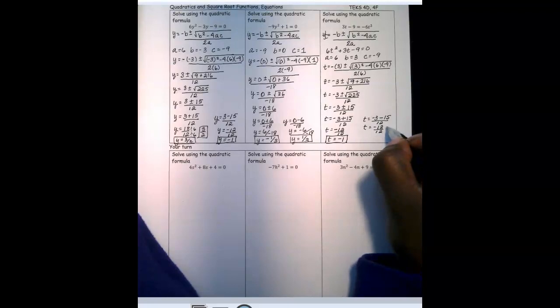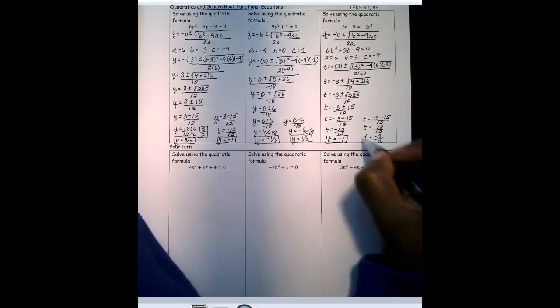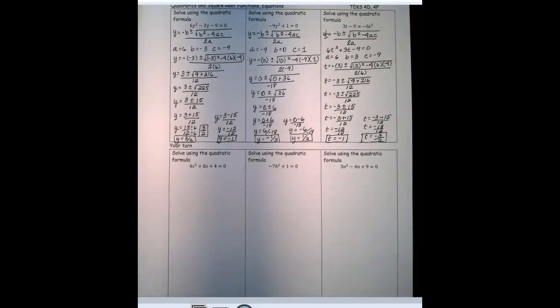That's one of our zeros. T is equal to negative 18 over 12. Well, we can simplify that by 6, so T is equal to negative 3 over 2. So that's how you use the quadratic formula to find the zeros in a quadratic equation. Go ahead and try that, your turn.